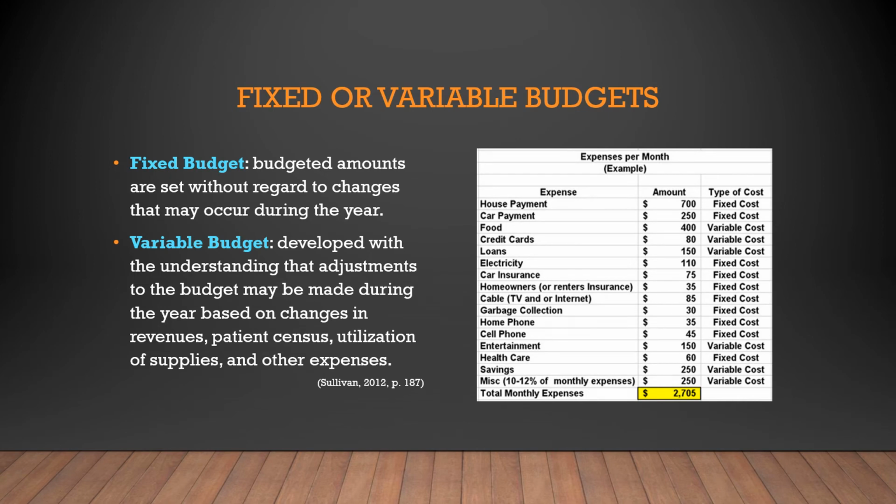Although not related to healthcare, the chart on the right provides a simple example of both fixed and variable budgets. Examples of a fixed budget, although referred to as fixed cost in the chart, would include the house payment, car payment, and car insurance. The cost of those goods does not change. Examples of a variable budget, which is related to a variable cost within the chart, include credit cards, food, and entertainment. The cost of those goods changes every month depending on the monthly income.